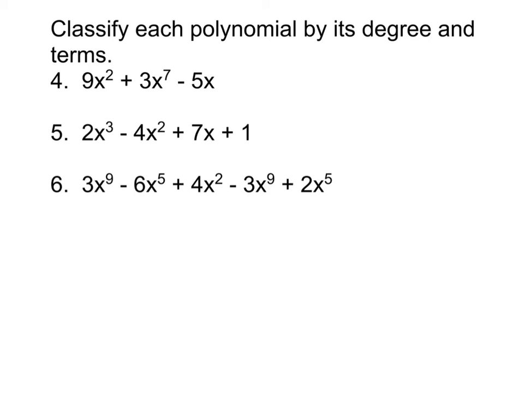So then, this one's going to be degree 7. Notice degree 7 is not in our table, so you'll just say degree 7. And then there are 3 terms, so it's a degree 7 trinomial.